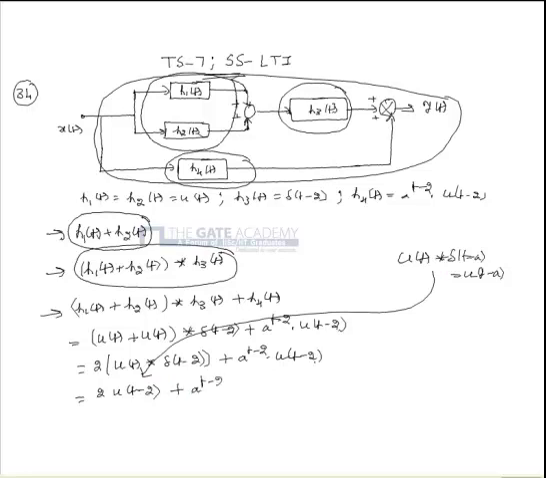This should be added with a^(t-2) u(t-2). Therefore, the overall impulse response is 2 plus a^(t-2) multiplied by u(t-2). So, this is the impulse response of the overall system. So, the correct option is B.